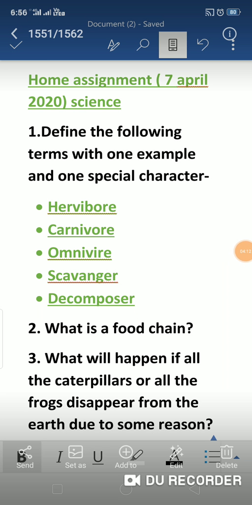Now we move to the second home assignment of the 7th April 2020.